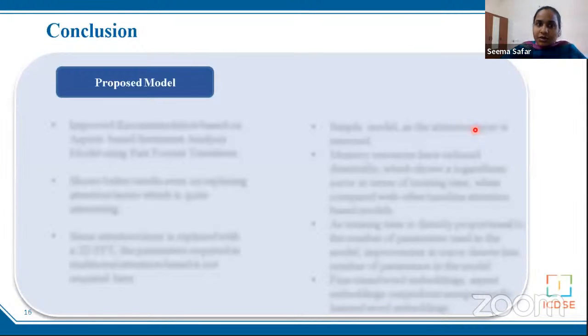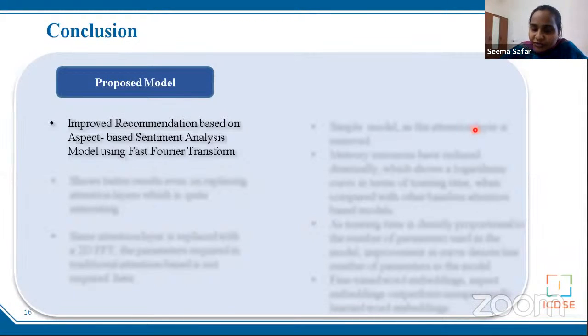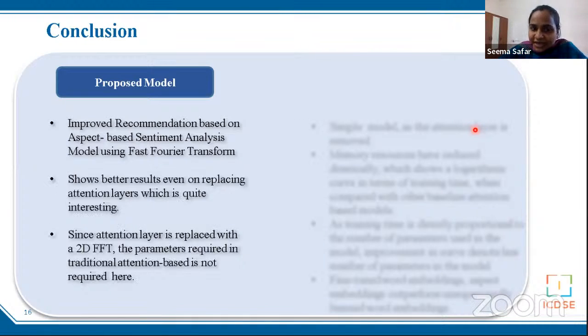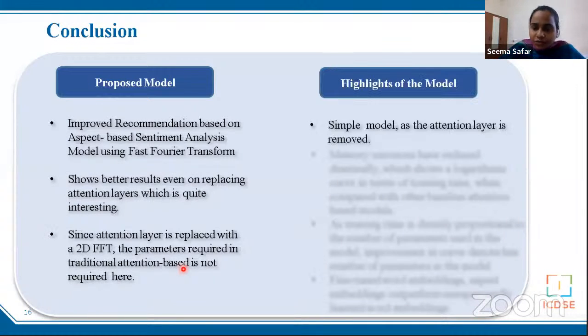Now to conclude, the proposed model is basically an improved recommendation based on aspect-based sentiment analysis, and we are using fast Fourier transform here. This shows better results even on replacing the attention layer, which is quite interesting. Since the attention layer is replaced with a two-dimensional FFT, the parameters required in the traditional attention-based layer are not required here. So the highlights of the model include that it is a very simple model, as the attention layer itself is removed.